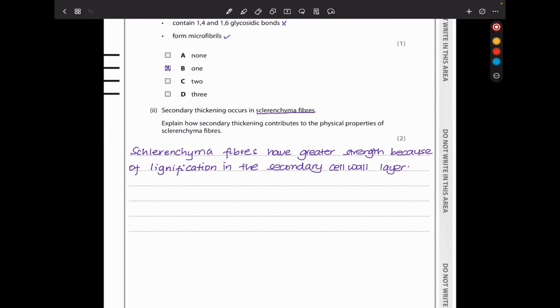And then next they say secondary thickening occurs in sclerenchyma fibers. Explain how secondary thickening contributes to the physical properties of sclerenchyma fibers. When secondary thickening occurs, lignin is added and this strengthens the fibers. So I said sclerenchyma fibers have greater strength because of lignification in the secondary cell wall layer.